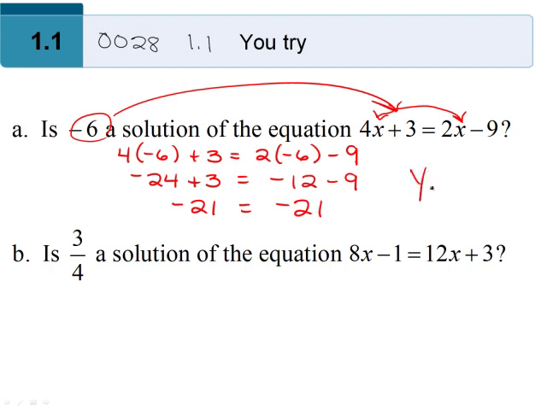So your answer is yes. Oh, that's going to come up again. Sorry about that. All right, so the answer is yes for letter A.